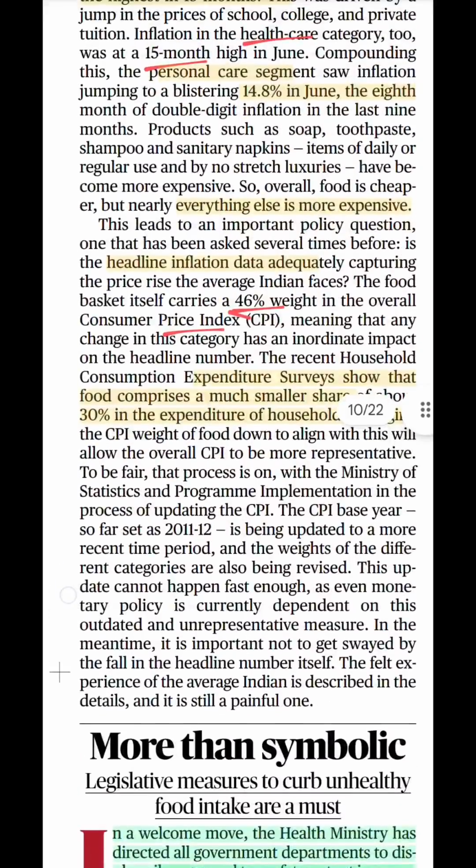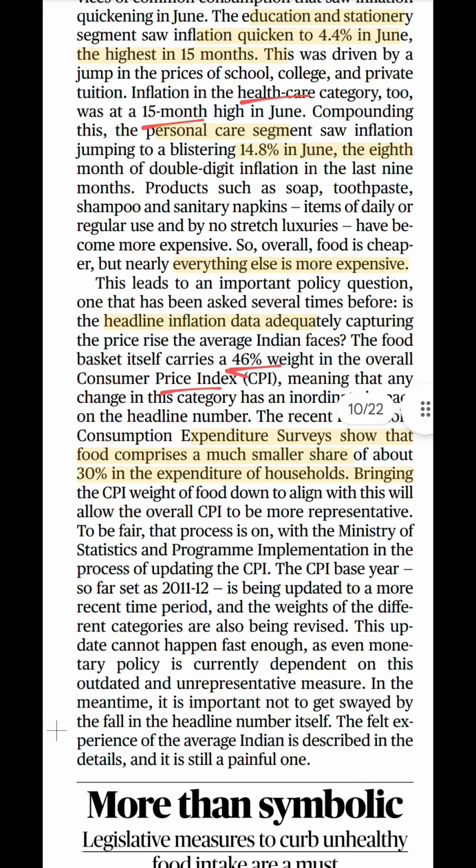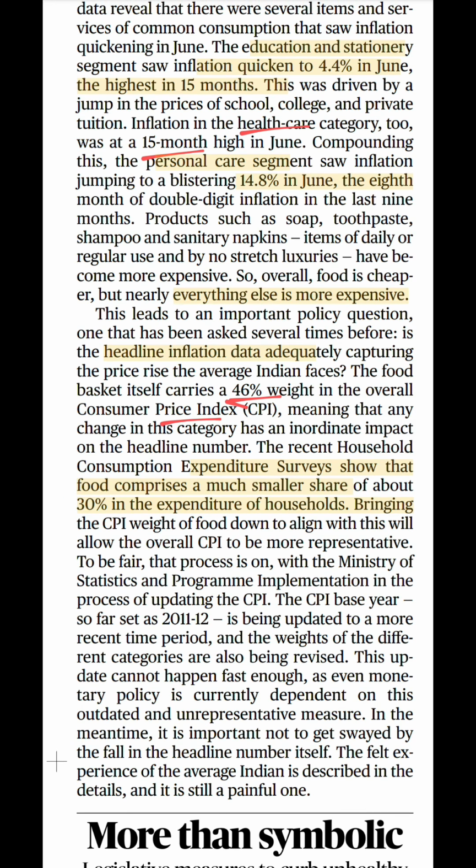I hope there are reformatory measures going on. Soon there may be a reformatory measure to understand inflation in the most practical and most advanced way, in a more multi-dimensional way, rather than focusing on the weightage for food alone.